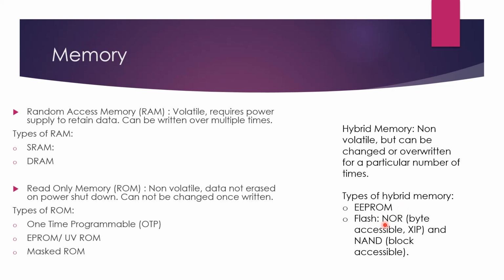NOR on one hand is byte accessible and has the feature of execute in place or XIP. So this feature is used for running the code blocks which we assign to embedded systems. And NAND on the other hand is block accessible and is used in pen drives, etc.